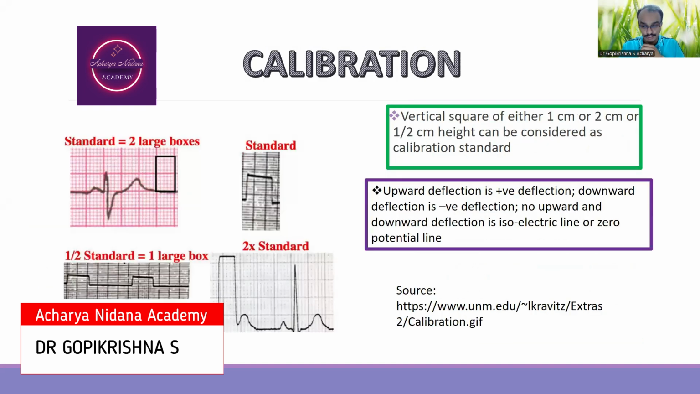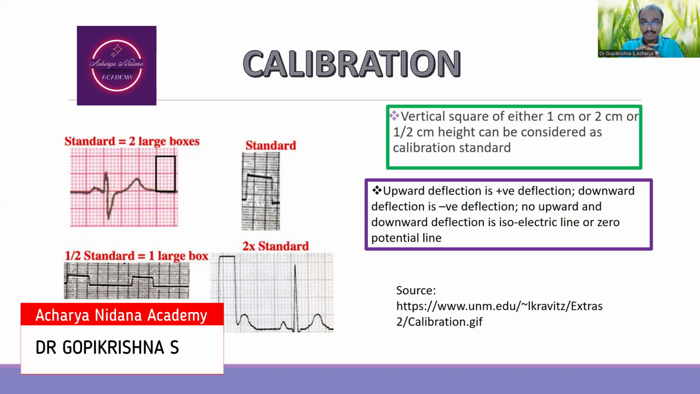When you think about the calibration, this is nothing but the standardization of the electrocardiogram. Normally, the height will be 1 centimeter. Sometimes 2 centimeter height may be used, sometimes half centimeter height can also be used. But the standardized one, on which the calculations based on electrocardiogram readings are made, is 1 centimeter height calibration. That means it will have 2 large squares.